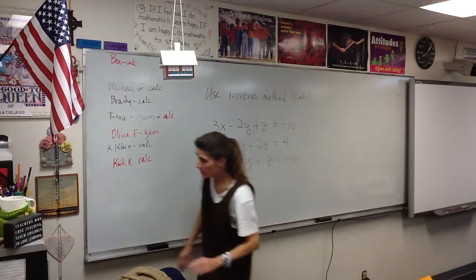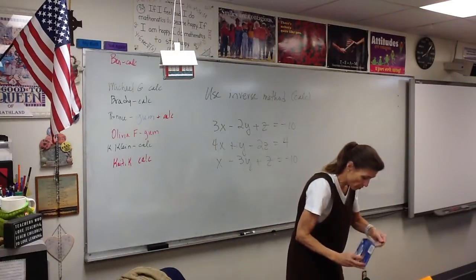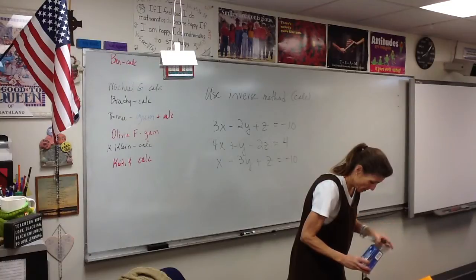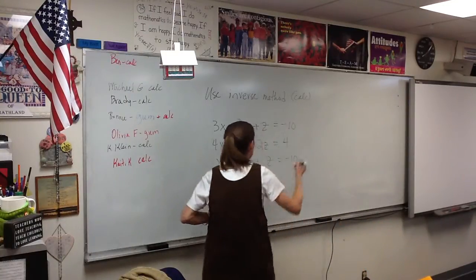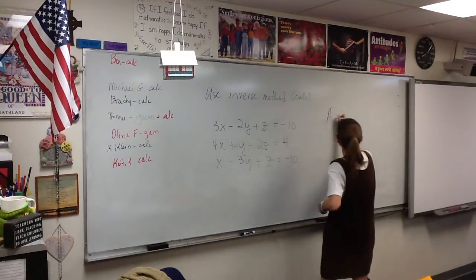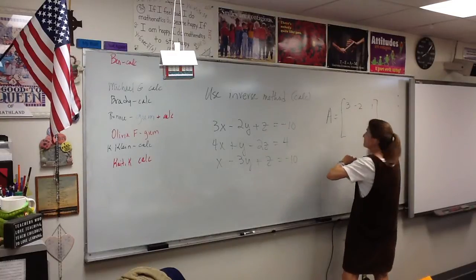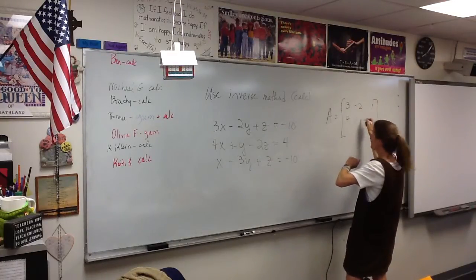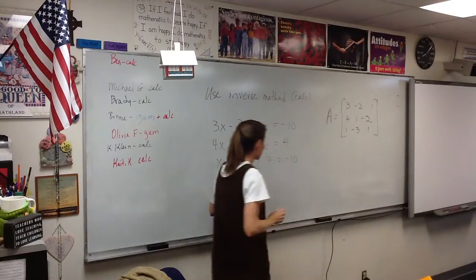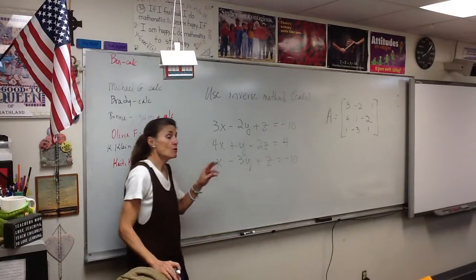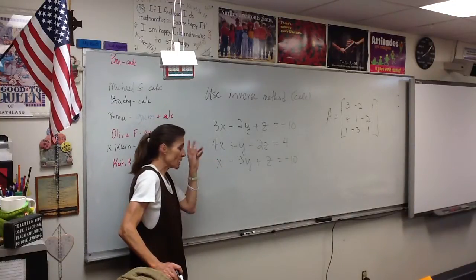So what are we going to put in as matrix A? We're going to put in the coefficients. So matrix A, you're going to put in your calculator, matrix A is 3, negative 2, 1, 4, 1, negative 2, and 1, negative 3, 1. That's going in as matrix A. Now, I know you already have a matrix A in there. That's fine. Just type on top of it. Just type in new numbers.